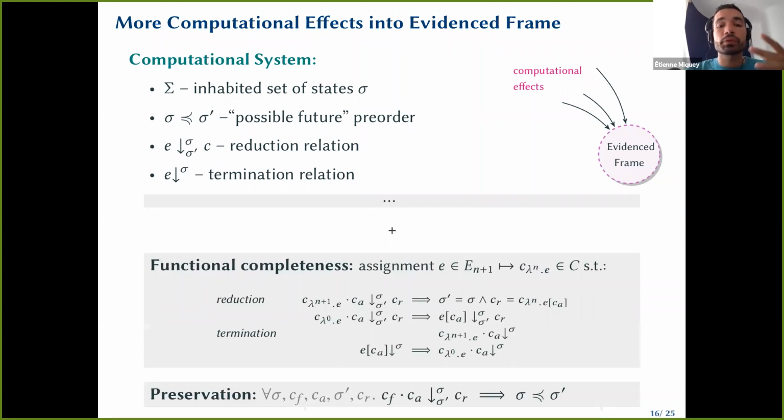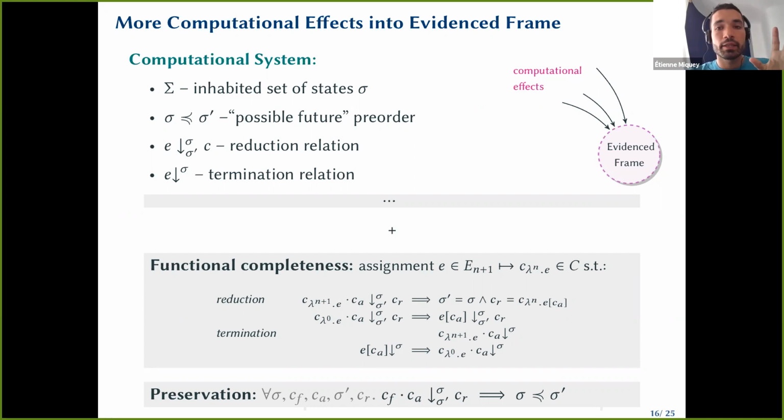And then we also rephrased the functional completeness requirement to take into account the states. But again, it just means that we have enough structure in the expressions and codes to get the pure lambda calculus. And we had one requirement, which we call preservation, that says that if something reduces, then the state it reduces to has to be a possible future of the original one. So just something to say that the pre-order relation is really reflecting something about the possible futures, or that the reduction is sound somehow with that relation.